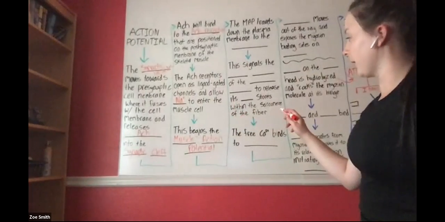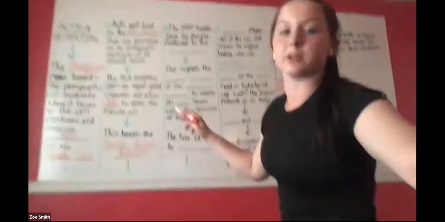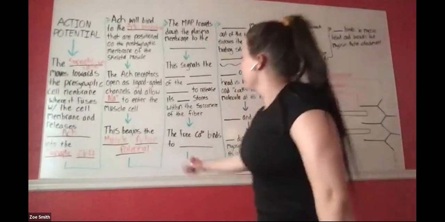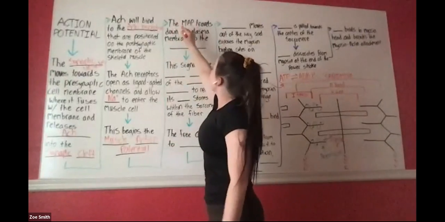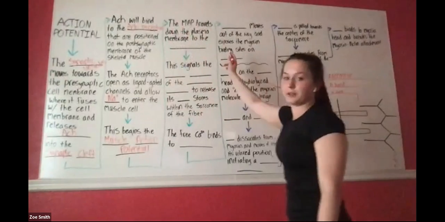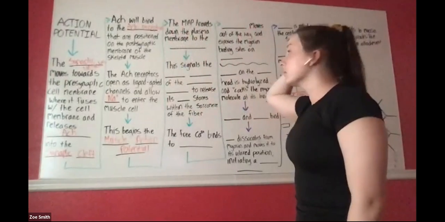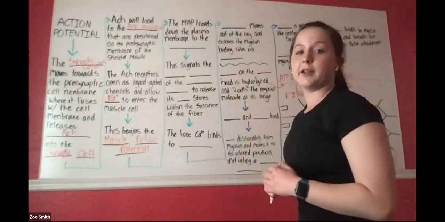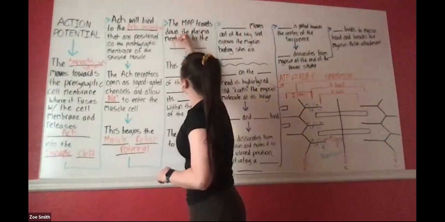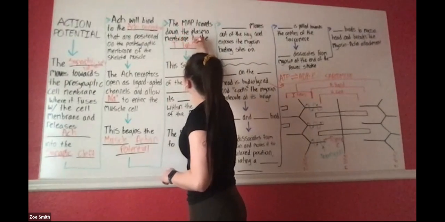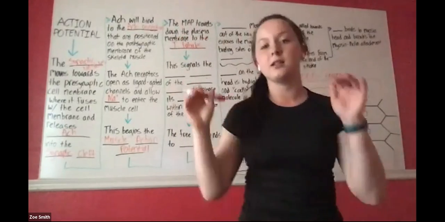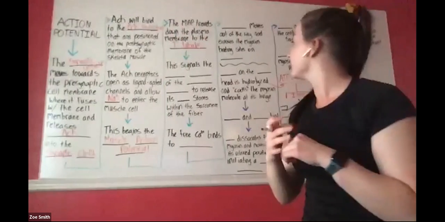So now we have a muscle action potential, or MAP is its abbreviation. So we go all the way up here again. The muscle action potential travels down the plasma membrane to the blank. And that is going to be the T tubules, or transverse tubules. The T tubules are just a continuation of the plasma membrane deep into the skeletal muscle fiber.